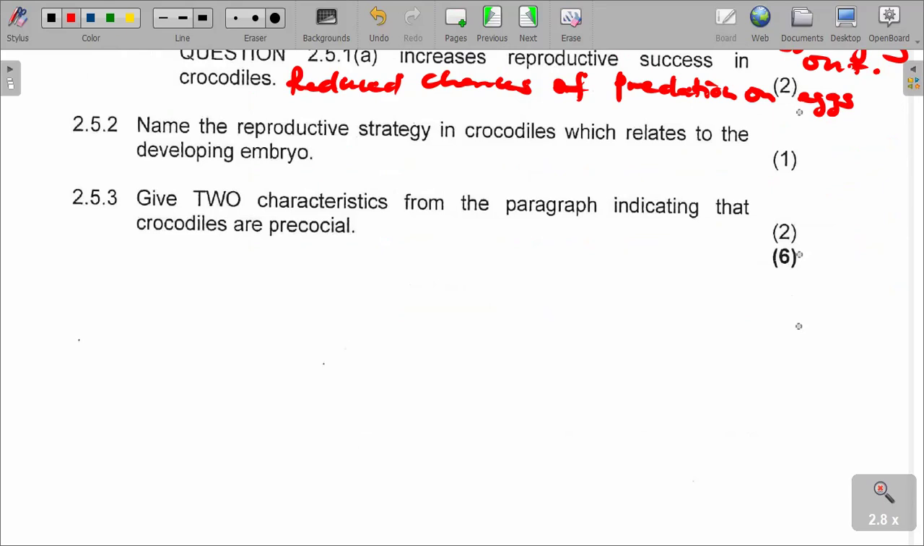The next question says, name the reproductive strategy in crocodiles which relates to this development. They lay hard-shelled eggs, so the eggs are maturing outside the mother's body. That is called oviparity. Oviparous, because they are laying eggs with hard shells.